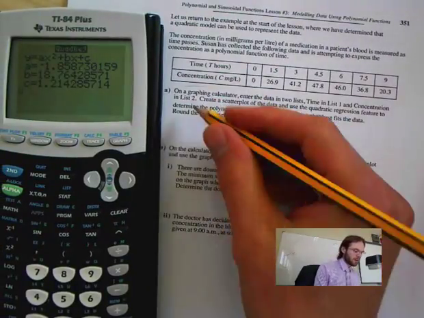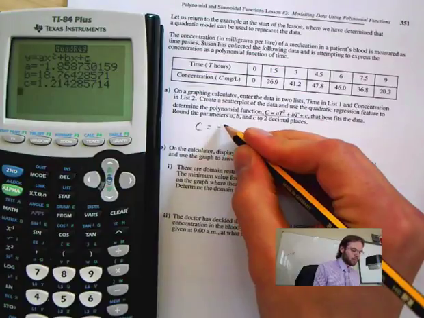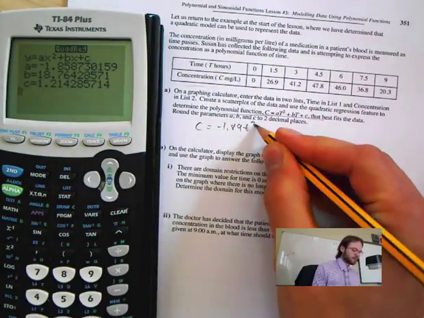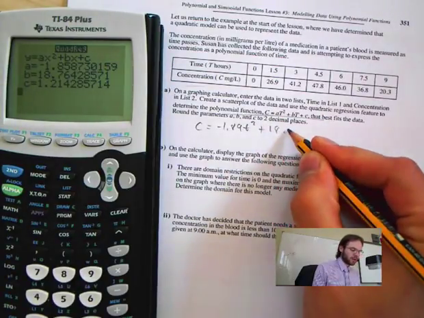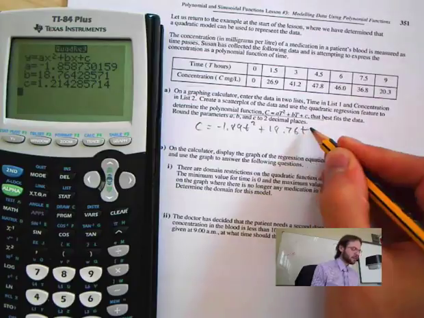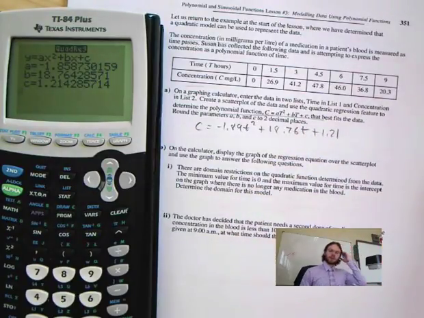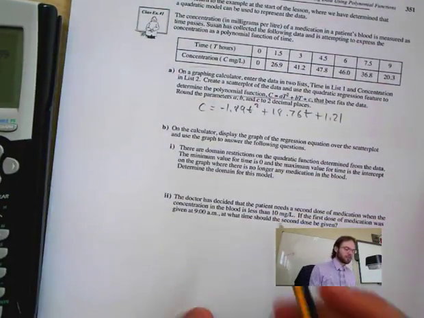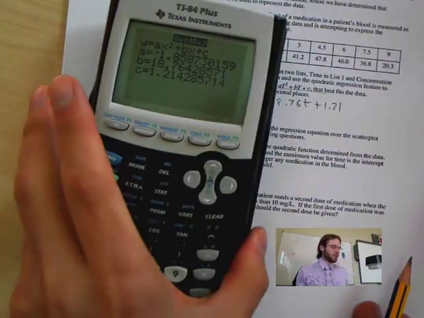So I have this here. I have C is equal to negative 1.89t squared plus 18.76t plus 1.21. So that is my equation. Now it says, on the calculator, display the graph of the regression over the scatter plot. Use the graph to solve the following.